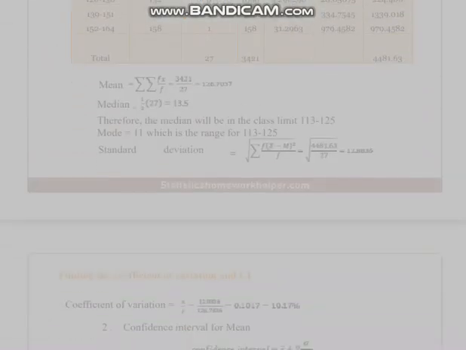126 to 138: 132, 8, 1056, 5.296, 28.05075, 224.406. 139 to 151: 145, 4, 580, 334.7545, 1339.018. 152 to 164: 158, 31.2963, 979.4582.